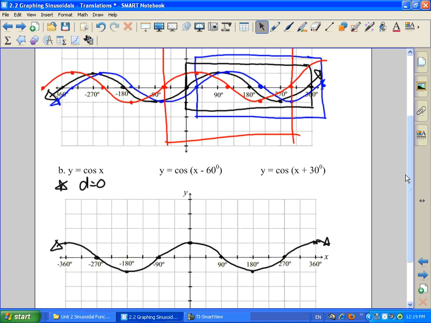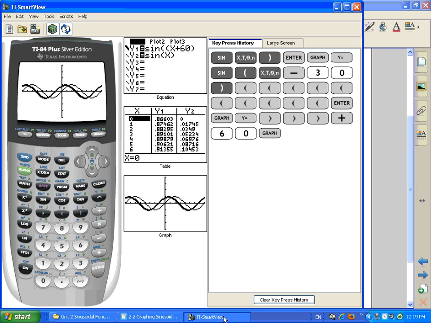What does that tell us? That tells us that d equals 60. Okay, so if it's positive, that means we're doing a shift 60 degrees to the right. But again, let's use our technology to help us with this.